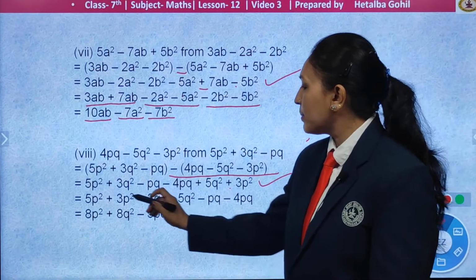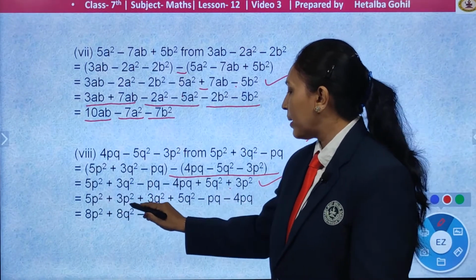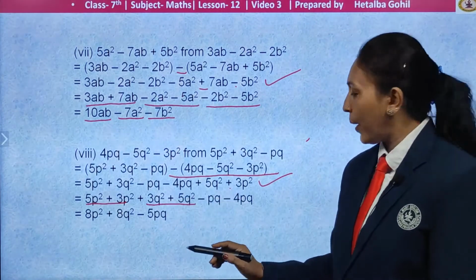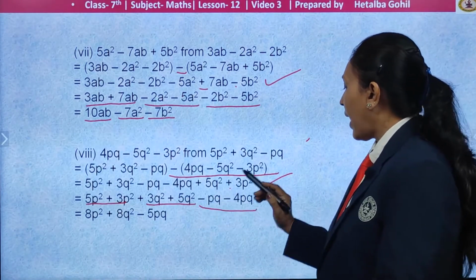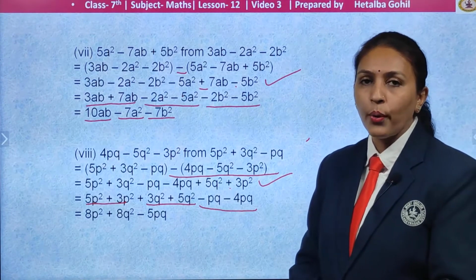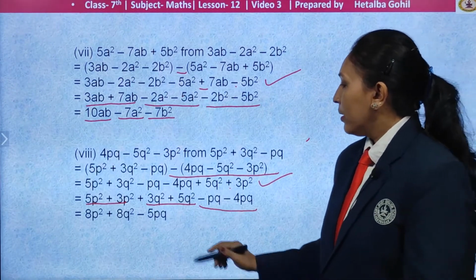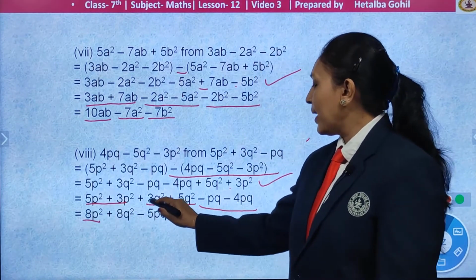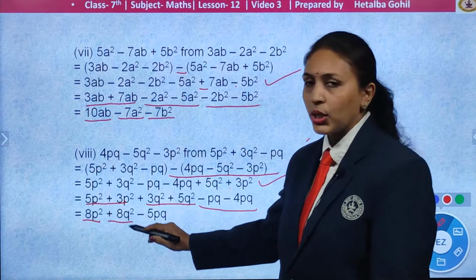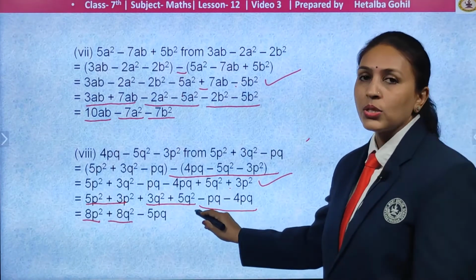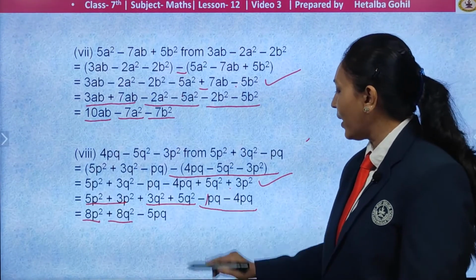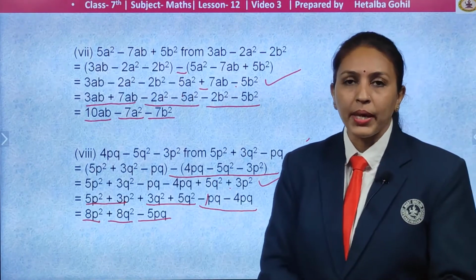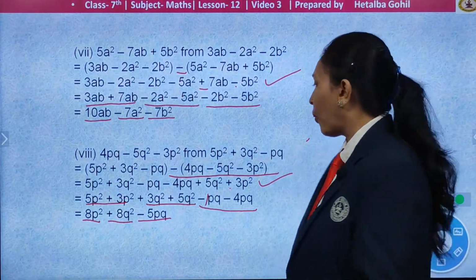So, after changing the sign, collect the like terms here. How to collect the like terms? 5p square and 3p square. Next you have 3q square and 5q square, minus pq and minus 4pq over here. Now, just simplify. 5 plus 3, 8p square, plus 3 and plus 5, 8q square, and here there is no numerical coefficient, we take it as 1. So, minus 1 minus 4 gives us minus 5pq as our answer over here.